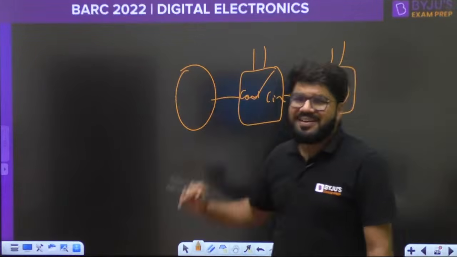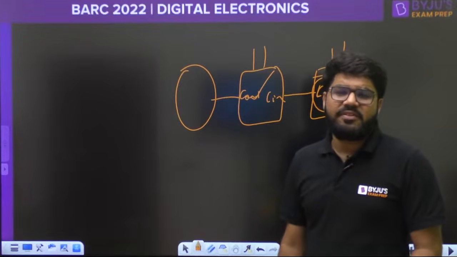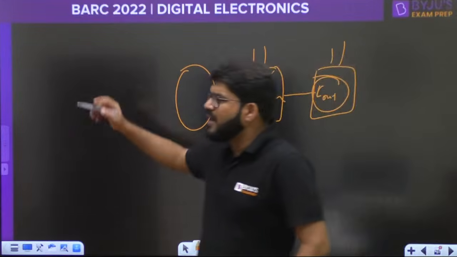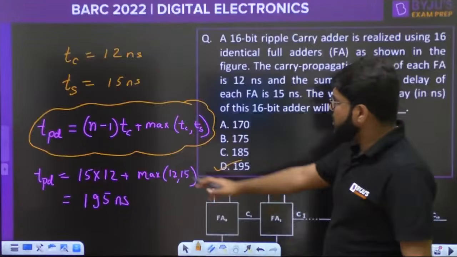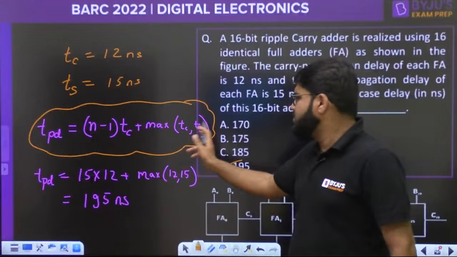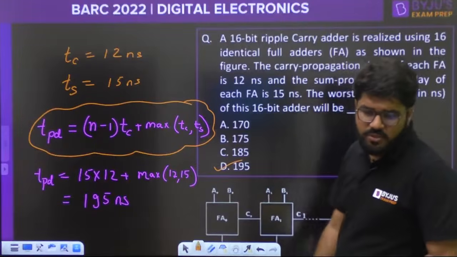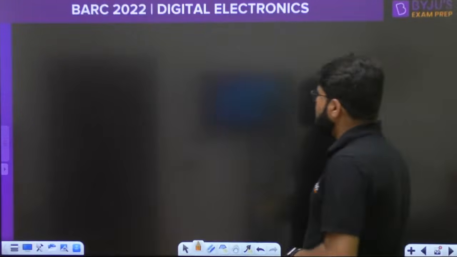So the last full adder will have to wait for how many carries? How many carry delays will be counted? n-1 times, excluding the last one. That is why we write n-1 TC. That is what I wrote here: n-1 times carry delay plus the last full adder, whatever is the maximum for worst case, TC or TS. Surajit, okay? Chalo, next case, this one is done.